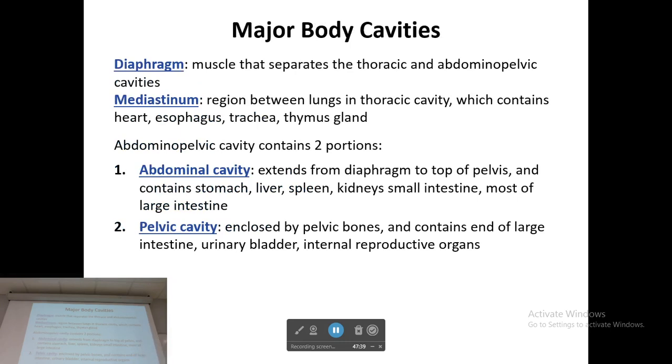Okay, the body cavities. You have the diaphragm that separates the body cavities of the thoracic cavity and the abdominopelvic. And today we're going to look at the torsos, and we're going to see where the diaphragm is. We're going to look at where these cavities are, and those different connections between the cavities.